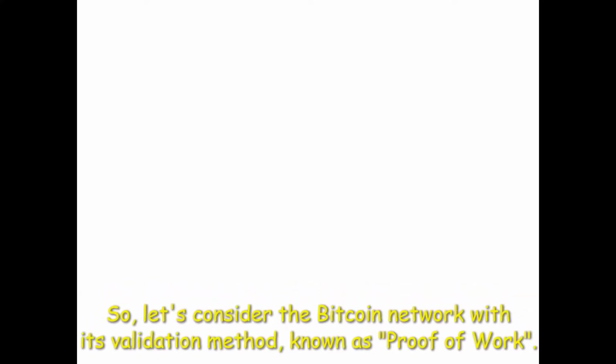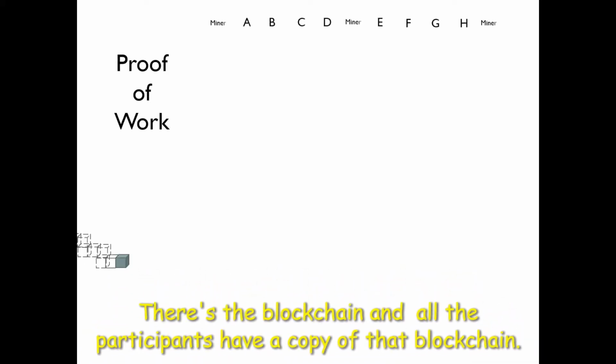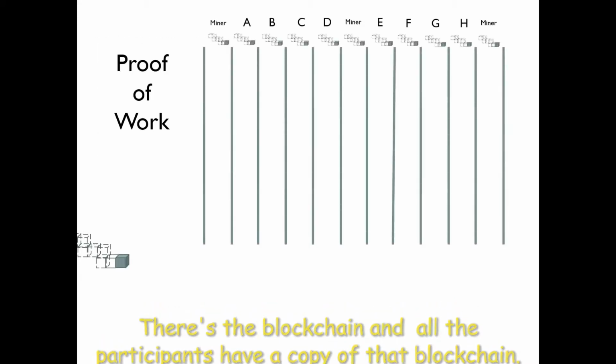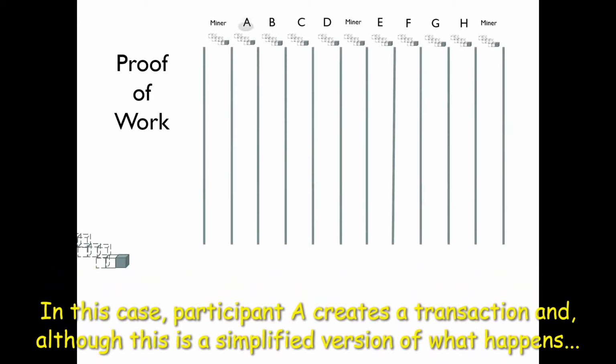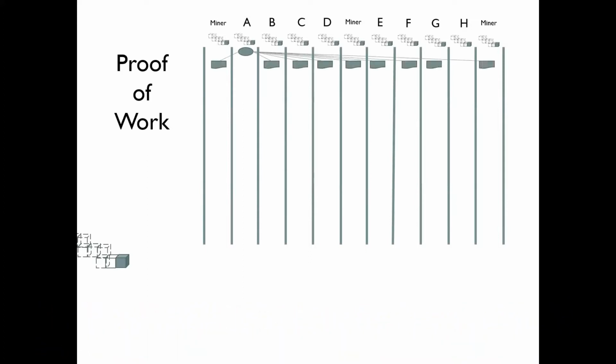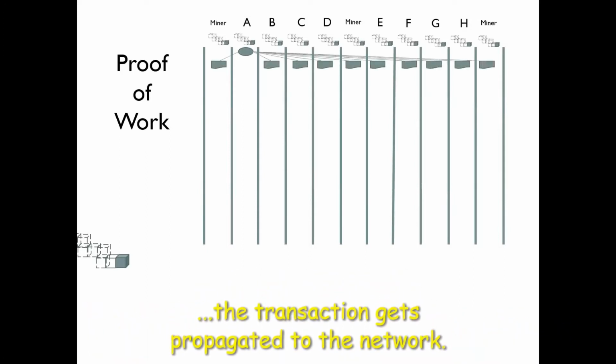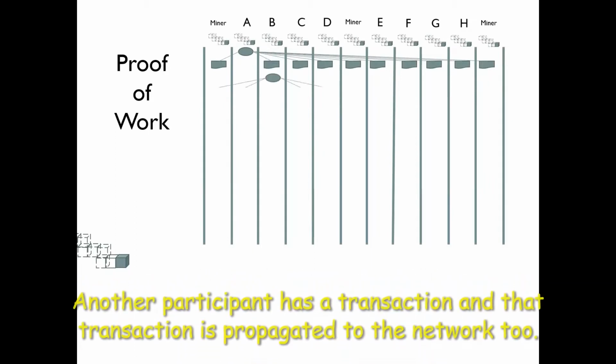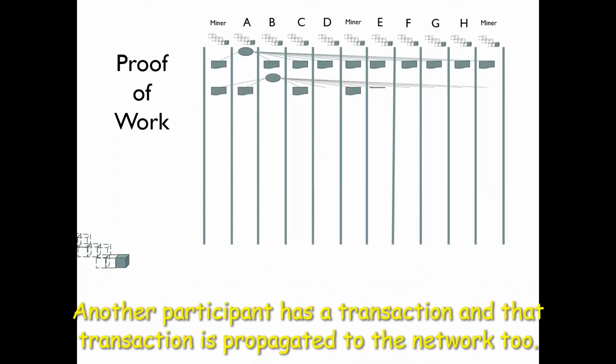So let's consider the Bitcoin network with its validation method known as proof of work. There's the blockchain, and all the participants have a copy of that blockchain. In this case, participant A creates a transaction, and although this is a simplified version of what happens, the transaction gets propagated in the network. Another participant has a transaction, and that transaction is propagated to the network too.